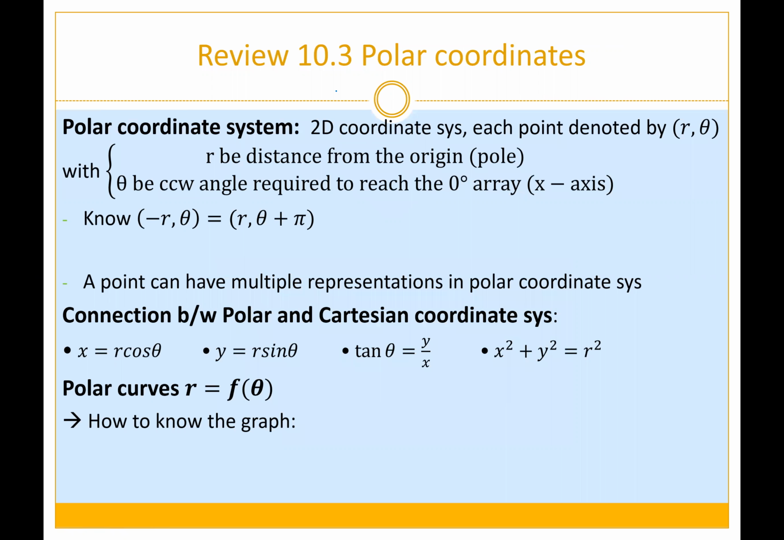We're going to go to 10.3 and 10.4 today. As I briefly mentioned last week, we're going to work on polar coordinates this week. We're going to start with the polar coordinate system. It's a 2D coordinate system, each point denoted by (r, theta), with r being the distance from the origin, similar to what we call the radius, and theta being the counterclockwise angle required to reach the zero ray.